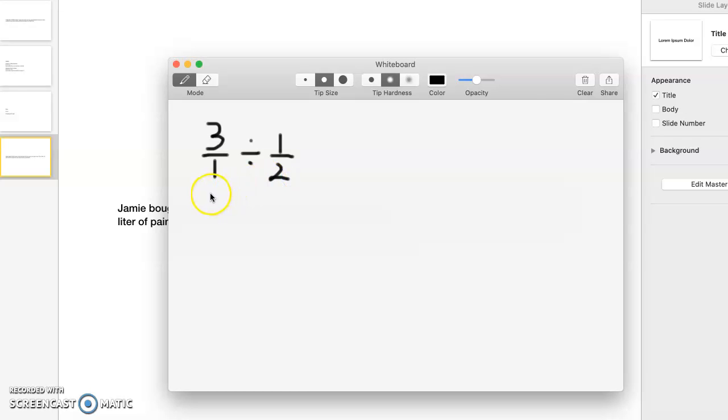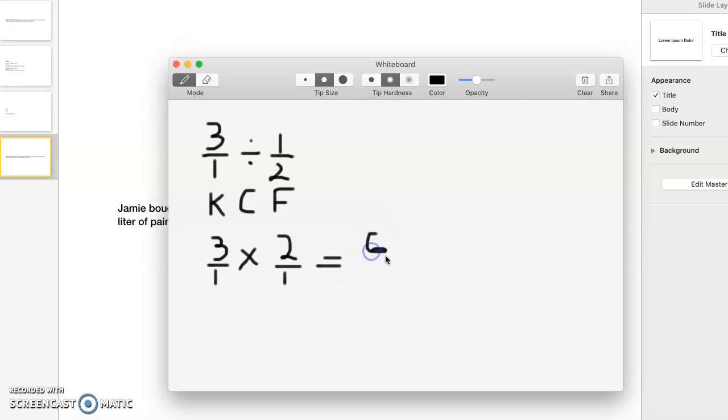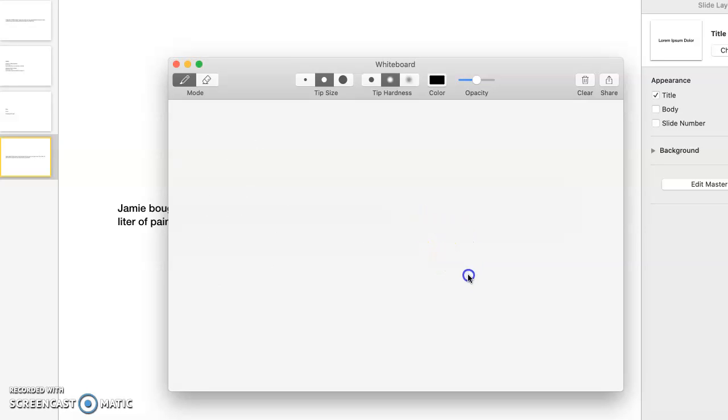Our first step is keep, change, flip, so we're going to put keep under 3 over 1, C under the division, and F under 1/2. So we're going to keep 3 over 1. We're going to change division to multiplication. And we're going to flip 1 over 2, 1/2, to 2 over 1. We're going to multiply left to right. So we get 6 over 1, which we can simplify to just 6. So the answer, how many rooms can Jamie paint?